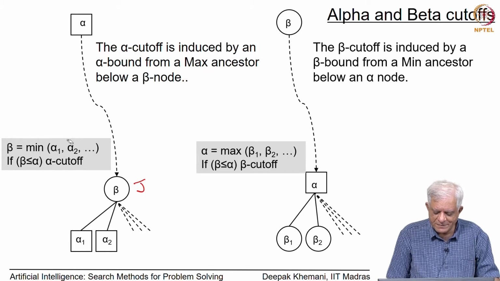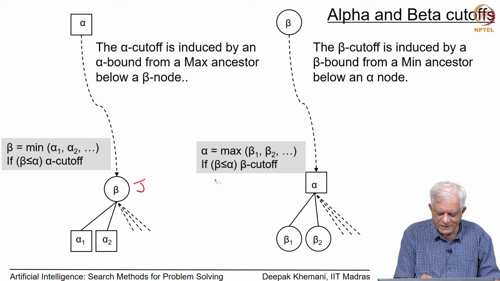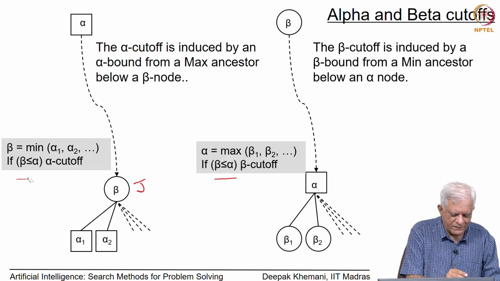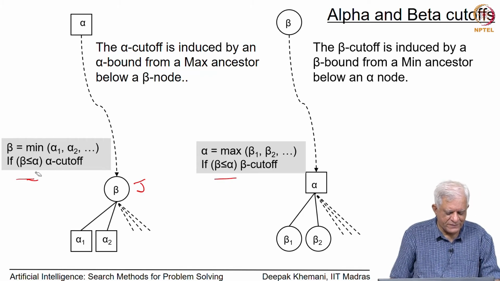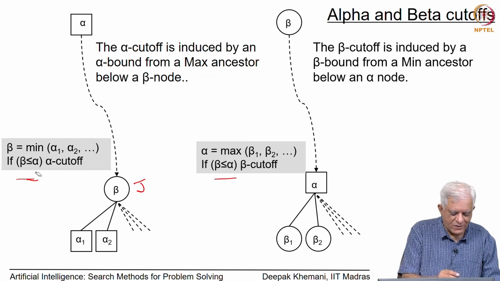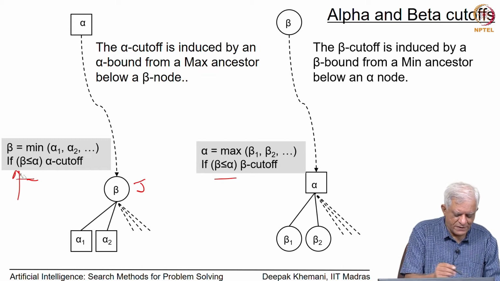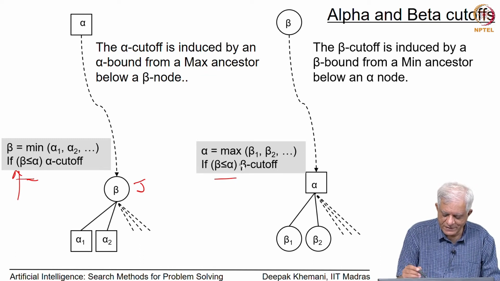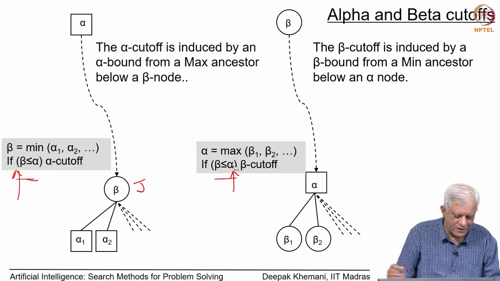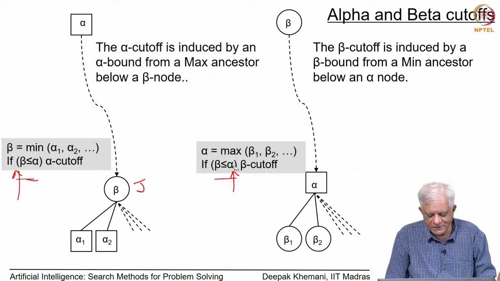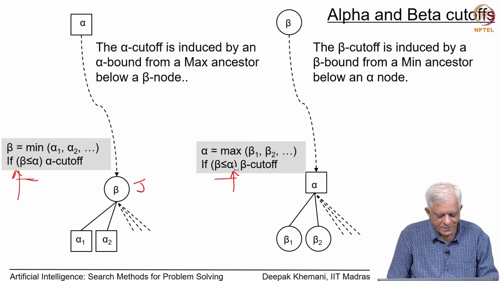The moment that alpha becomes greater than or equal to beta, or in other words when beta is less than or equal to alpha, beta cutoff occurs. So, you will notice that the cutoff condition is the same for both alpha and beta. The difference is that in alpha cutoff beta is the value being computed, and in beta cutoff alpha is the value being computed, and the other one comes as a bound essentially.